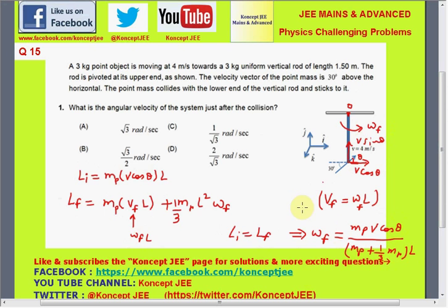Okay, so if you put all the numerical values in this expression, because you know mp, the mass of the point mass, and the initial velocity, theta, and the rod mass as well as length, you will get omega f is root 3 radian per second. So out of these four options, option A is correct.